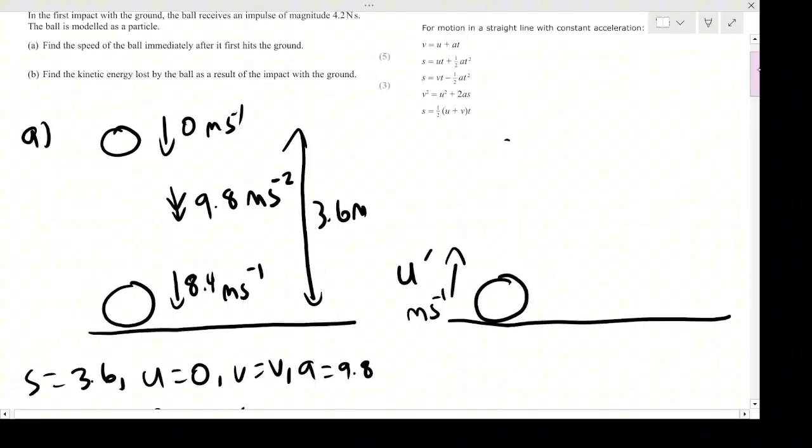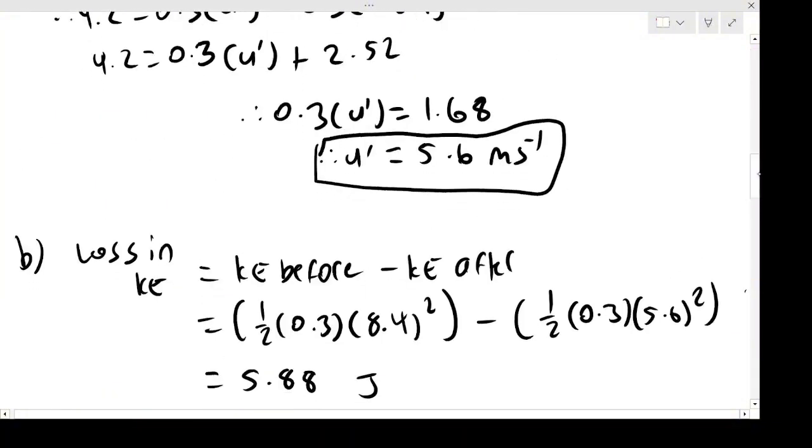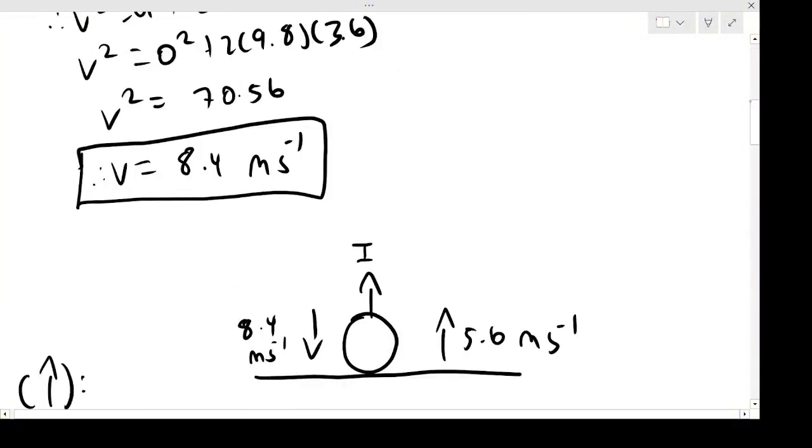And there we are. So again, you can also consider kinetic energy loss in collisions with grounds and walls as well. Not just between two balls, but also between a floor or a ground or something like that, right? So there we are.